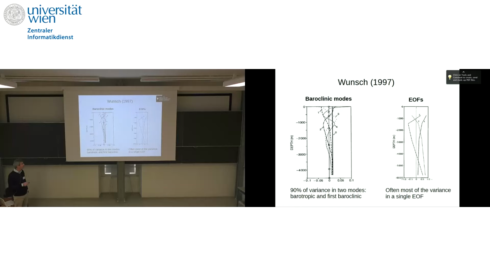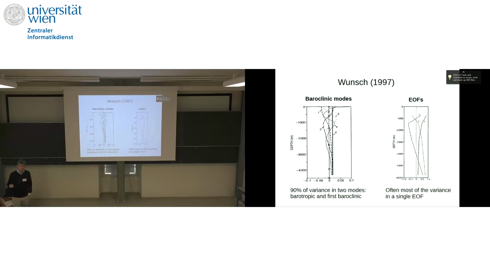This is a very good current meter, because it had 1, 2, 3, 4, 5, 6, 7 different instruments in the vertical. That's almost unheard of, but it's one of the better examples. And he projected those velocities onto the first barotropic mode, and here's the first baroclinic mode, and so forth.